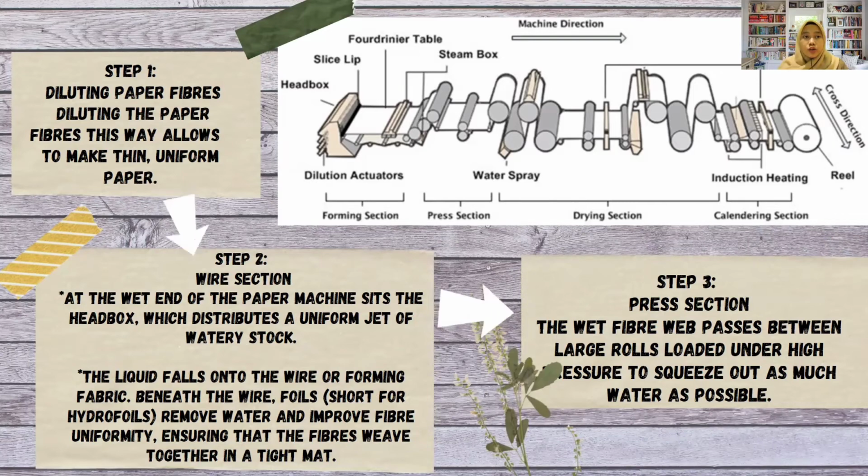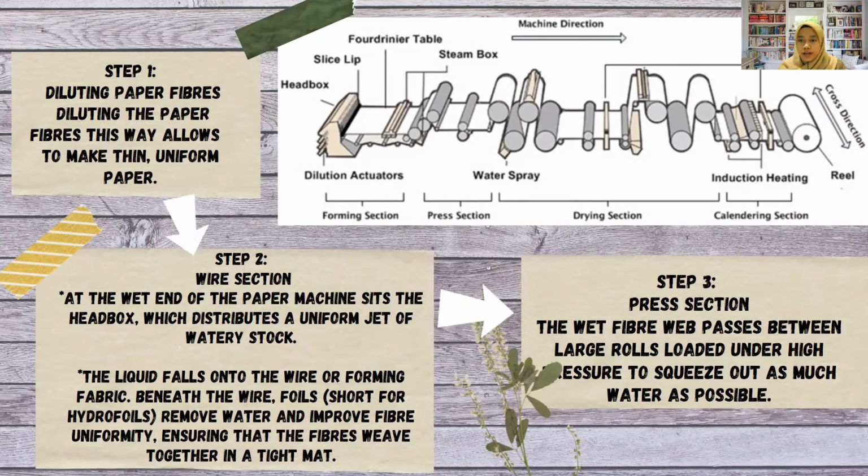Step 1. Diluting paper fibers. Diluting the paper fibers this way allows making thin, uniform paper. Step 2. Wire section. At the wet end of the paper machine sits the headbox, which distributes a uniform jet of watery stock. The liquid falls onto the wire or forming fabric. Beneath the wire, foils remove water and improve fiber uniformity, ensuring that the fibers weave together in a tight knit.